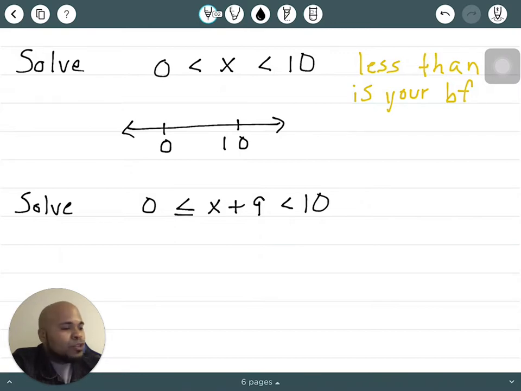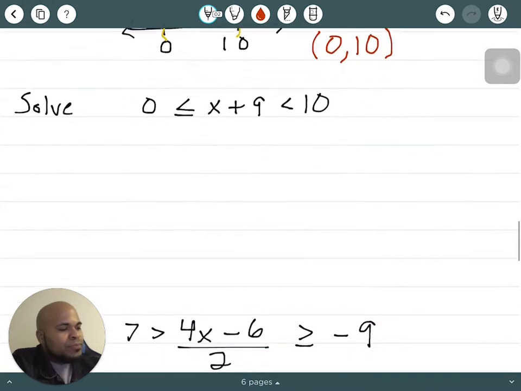If I wanted to write the solution in interval notation, then these are all the numbers that you start at 0 or greater than 0 and you end at 10. Remember, start, end. Start and end. All right, let's solve this one.